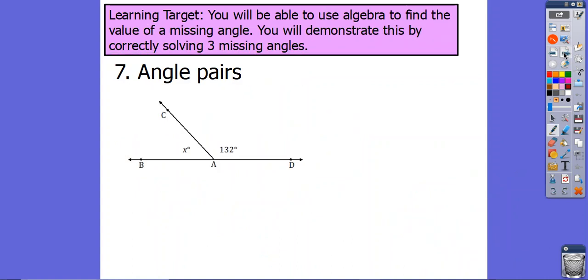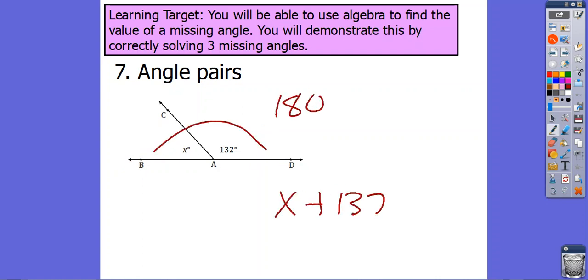Topic 7, angle pairs. This is going to be extra credit. The thing that we knew about a flat line here is that it adds up to 180. So I would say that these two added together to 180, and I would be able to solve that.